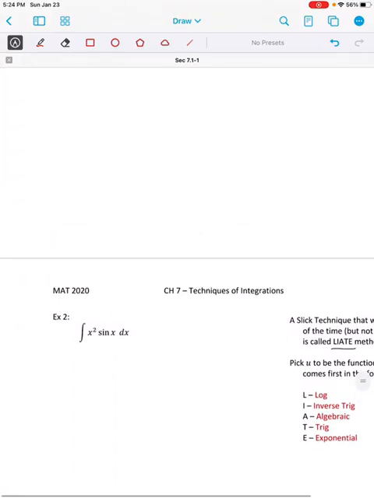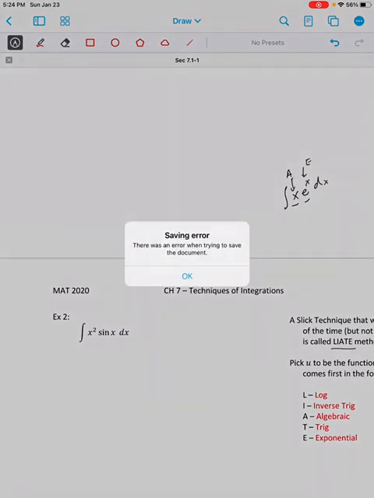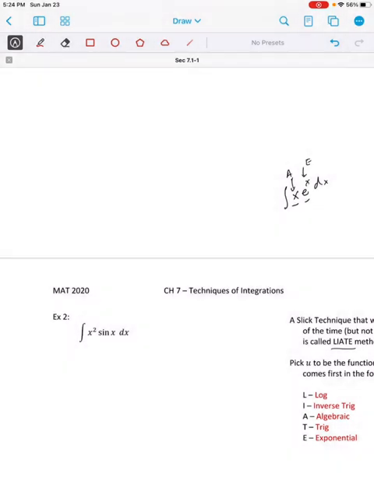So if you go back to our previous problem, remember we had x times e to the x. That is what we were going to anti-differentiate. So we have a function x and then we have e to the x. This is an algebraic function and this is an exponential function. So if you go to the list, can you see A is coming first? So A is the one that we should pick as u, and then the other one will automatically become dv.